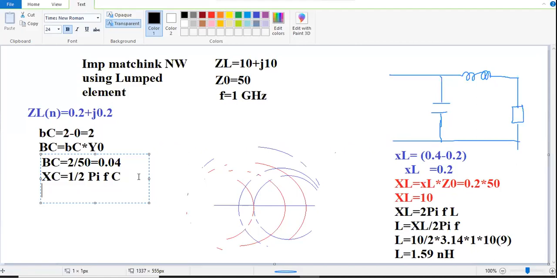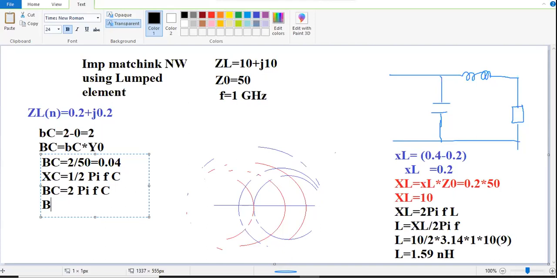Okay. So instead of 1 upon 2 pi FC, I will simply write BC equals 2 pi FC. That's it. BC equals 2 pi FC. So this is the simple formula of BC. That is BC equals 2 pi FC. Am I right?